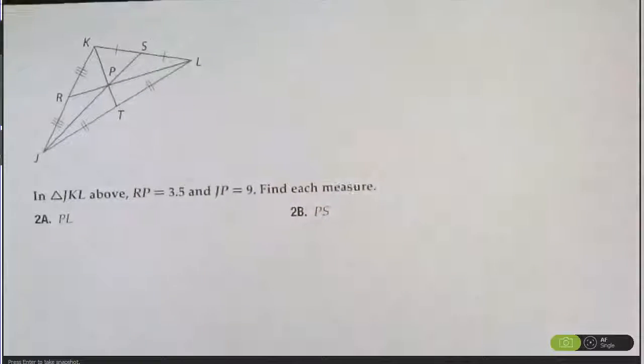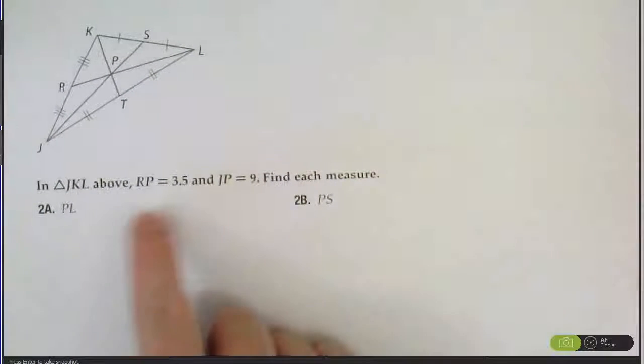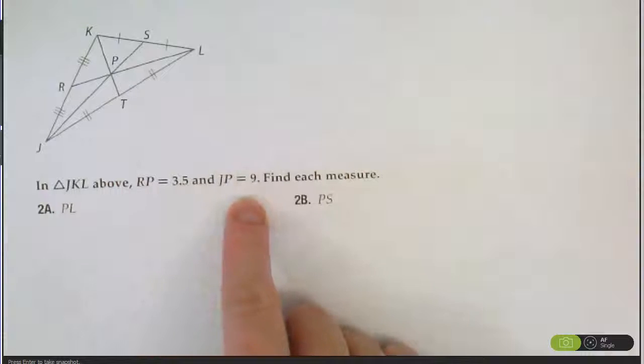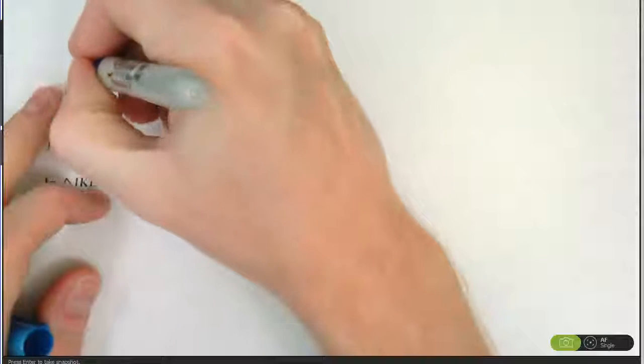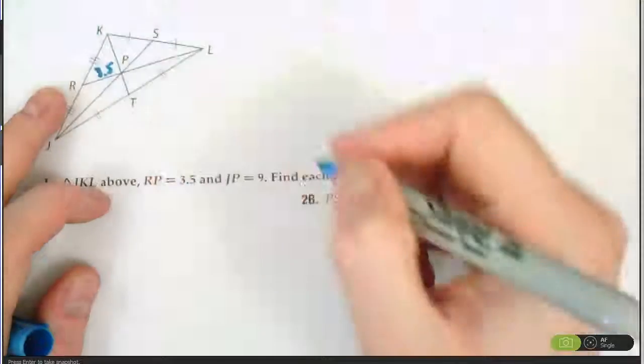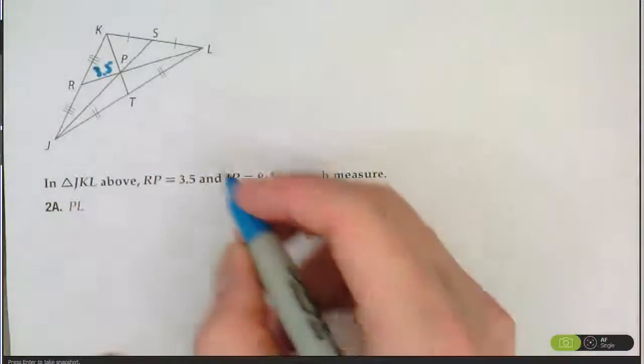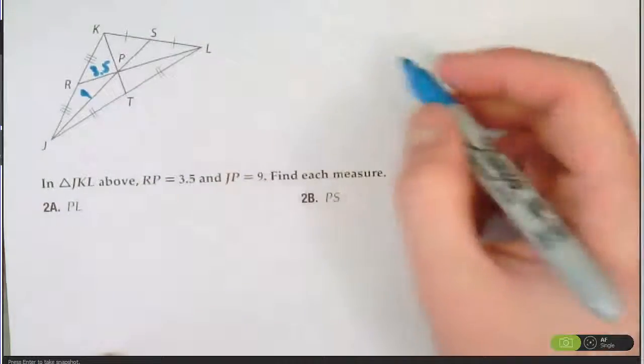There we go. Sorry. So in triangle JKL above, RP is 3.5, JP is 9. So find each measure. Okay, so RP is 3.5. Okay, and then JP is 9. Okay, so he wants to find PL first.